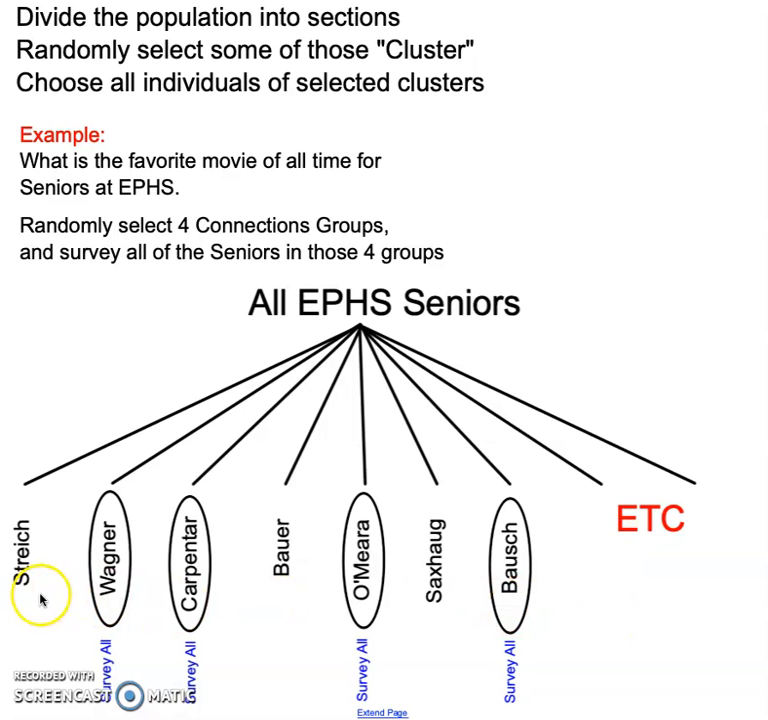So for example here, I found all of these advisors or connections advisors only have seniors. What I did is I randomly picked 4 of them. I'm going to survey all of the people within those 4 connection groups. That's called cluster.